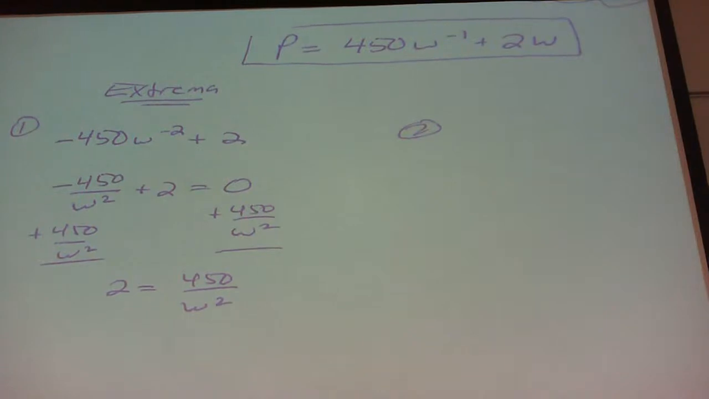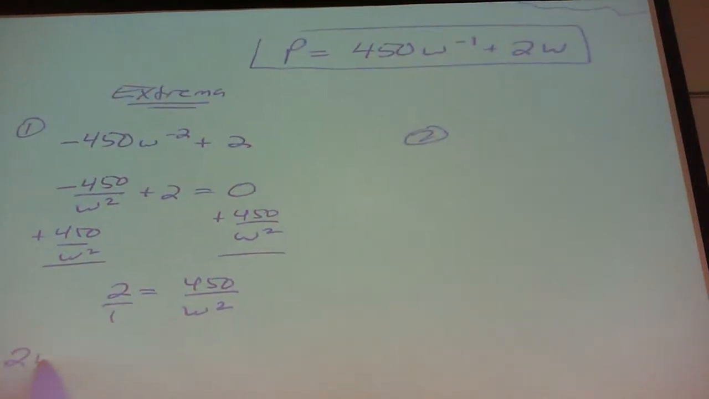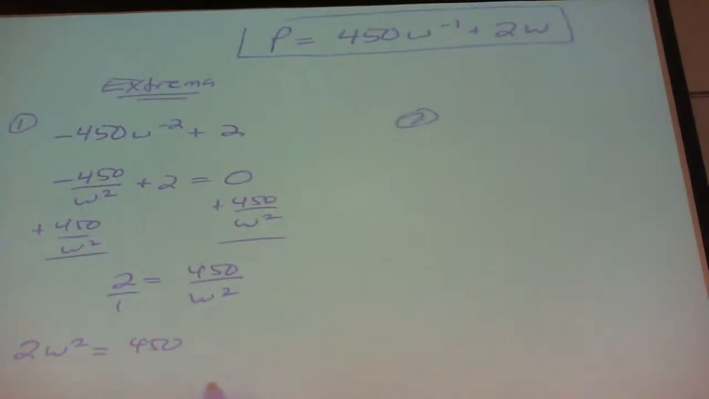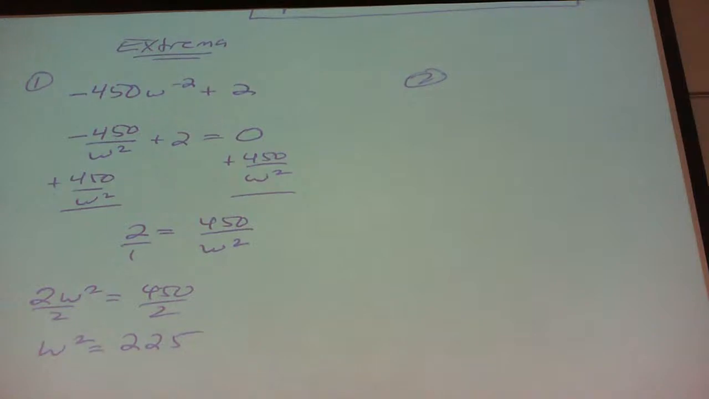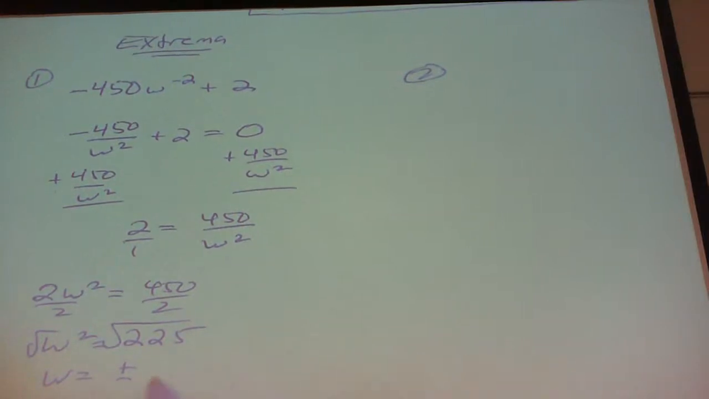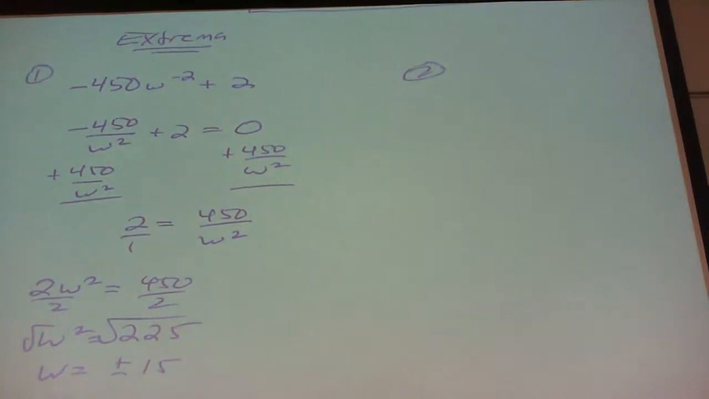Now finish. Cross multiply. When you cross multiply, you get 2w squared equals 450. Divide by 2, divide by 2. Again, there are other algebra ways to do it, instead bringing w squared equals 225. Square root, w equals plus or minus what? 15.